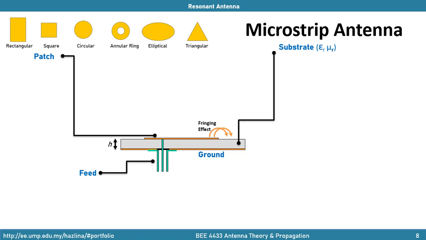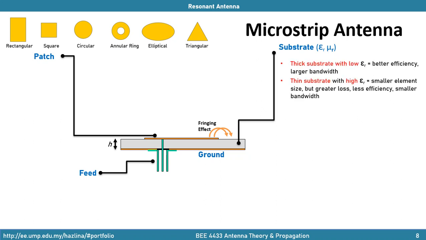The patch comes in various shapes such as rectangular, square, circular, annular ring, elliptical, and triangular. The shape influences the operational and radiation characteristics of the antenna. The middle substrate layer carries the properties of permittivity and permeability, which has an effect on the antenna performance. Thick substrate with low permittivity results in better efficiency and larger bandwidth, while thin substrate with high permittivity reduces the size of the antenna, but with a trade-off of greater loss, less efficiency, and smaller bandwidth.